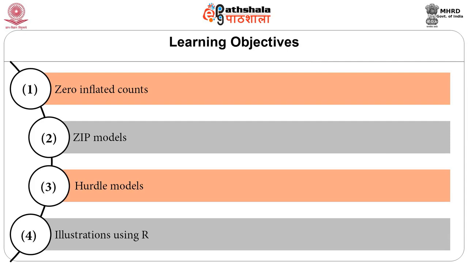The learning objectives for this module. First, we will look at some examples of zero inflated counts. Next, we will look at a popular likelihood-based method of modeling these counts called ZIP models or zero inflated Poisson models. We will briefly revisit an alternative means of modeling such data through the hurdle model. And finally, we'll look at some illustrations using R, including the syntax required to fit such data.